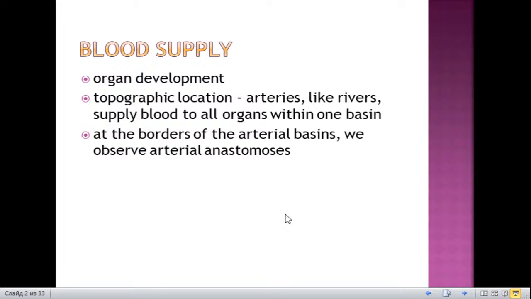Arteries are like rivers, so they supply blood to all organs within one basin, and at the borders of the arterial basins we observe arterial anastomosis. So you will see it on the example of different parts of our body. So let's go to the blood supply. We'll start from the arterial blood supply, from the arteries, and let's go to the head.